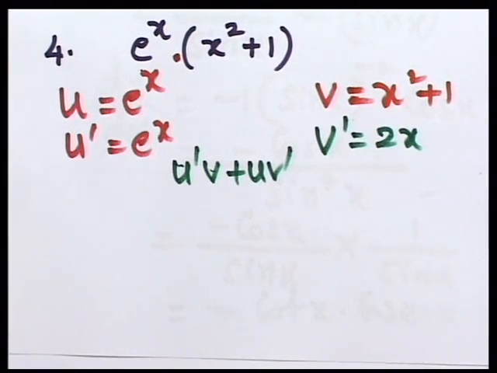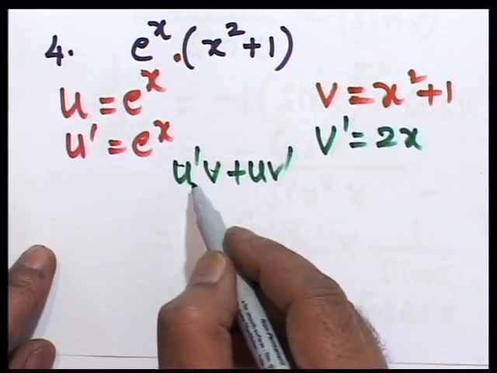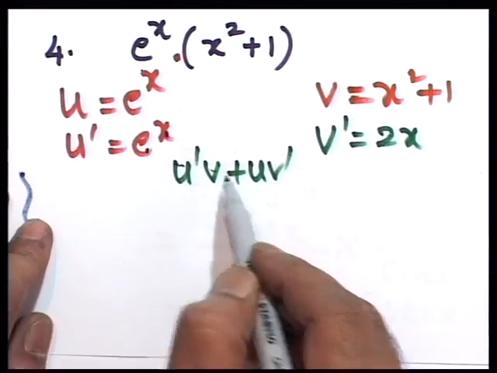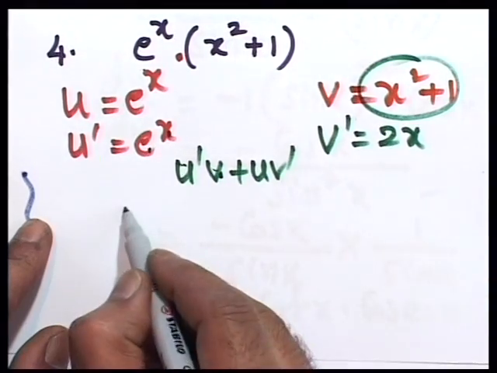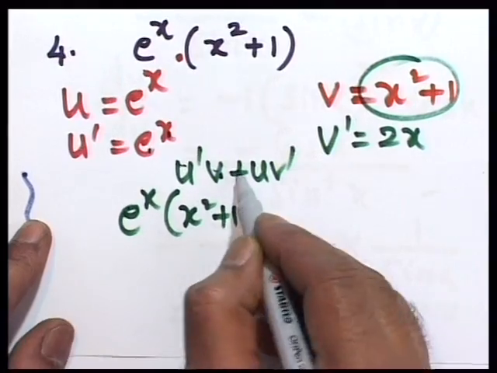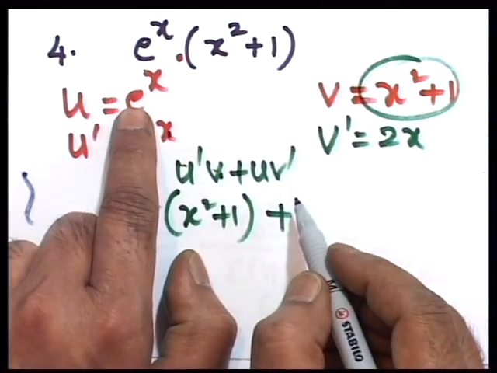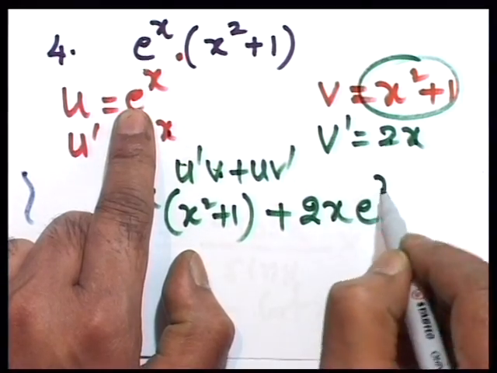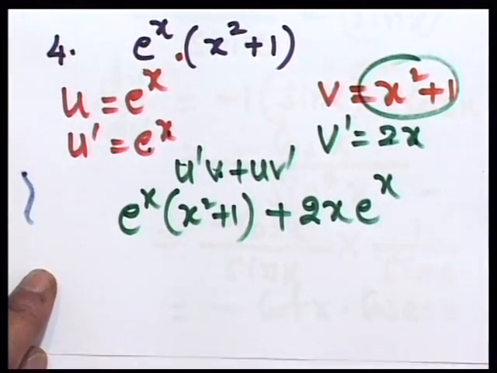Substitution, please, and see what we get. This is u dash, which is e to the x, v is that. So e to the x bracket x squared plus 1, plus u v dash is 2x. So I can say 2x e to the power x. That's how we get the answer.